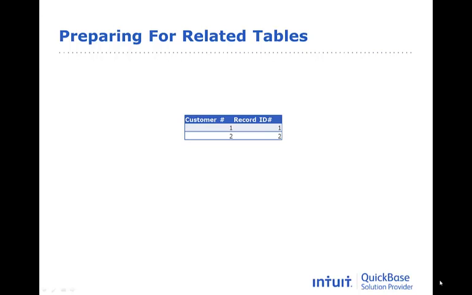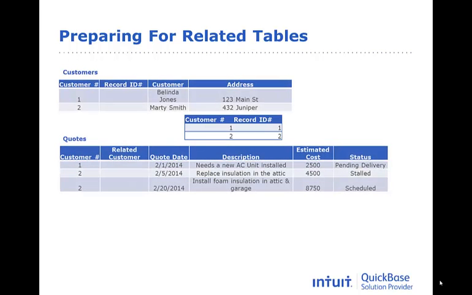We now have a listing of record ID numbers with their matching customer numbers. We will need to perform a VLOOKUP function in Excel to bring over the record ID numbers to both the customers and the quotes spreadsheets in our file, placing it in the related customer column. When this has been completed, we can now upload the quotes data using our preferred method, making sure to map related customer in QuickBase to the related customer column in our spreadsheet.